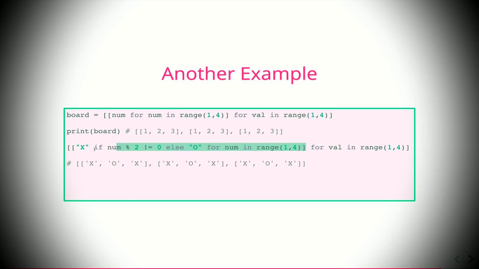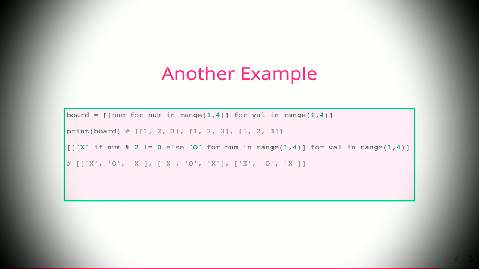And so what are we actually doing inside that list? Well, we're doing something 3 times again, range 1, 2, 3. And each time through, we're going to call that number num. So num starts at 1. So then we check, is num mod 2 not equal to 0? So that means, is it not even, meaning is it odd? And 1 is, so we do an X.